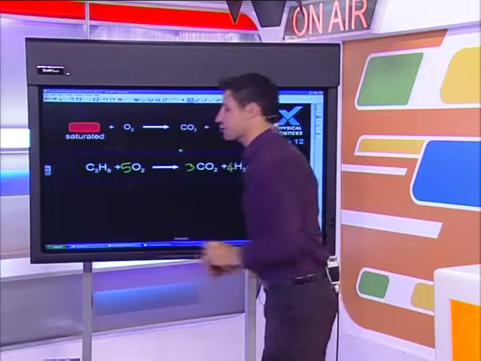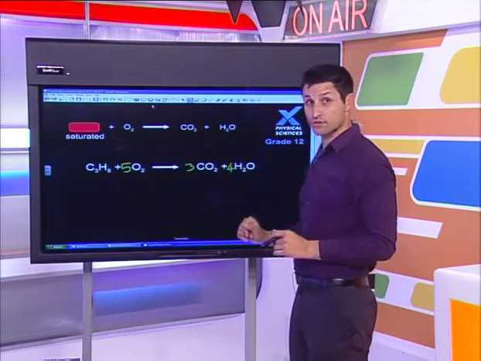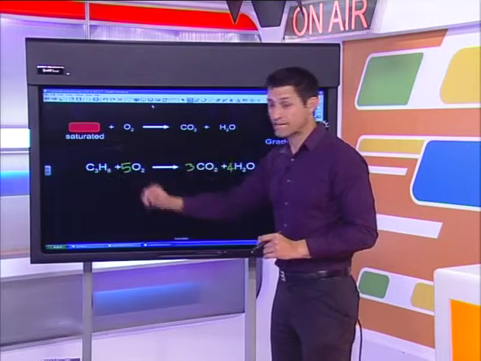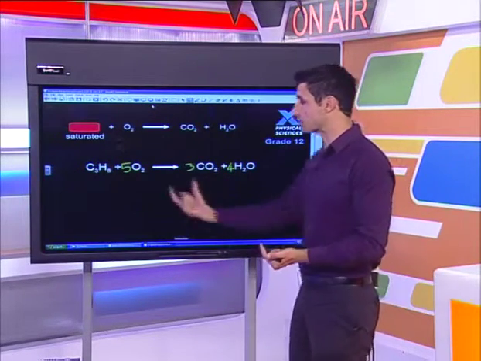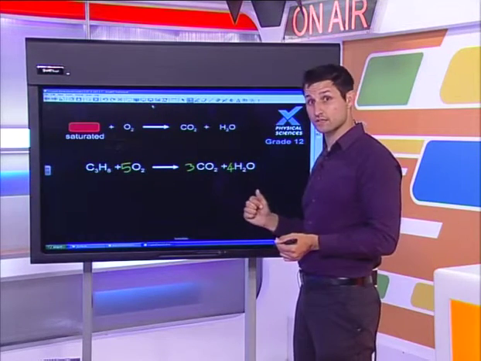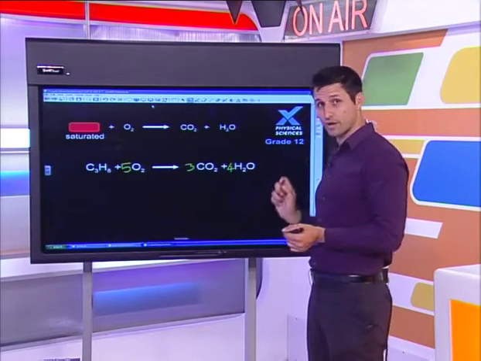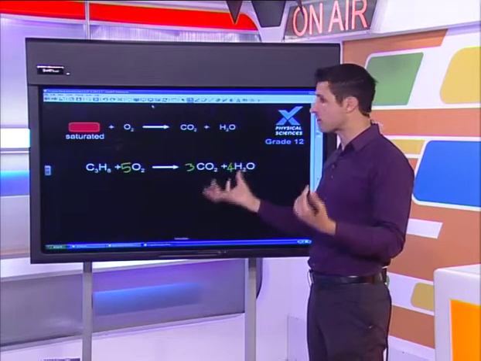Now, I need to double check myself always. 3 carbons on the left, 3 carbons on the right. 8 hydrogens on the left, 8 hydrogens on the right. Check my oxygens. I've got 5 times 2, which gives me 10. 3 times 2, which gives me 6. And 4 times 1 gives me 4. And 6 together gives me 10 oxygens.